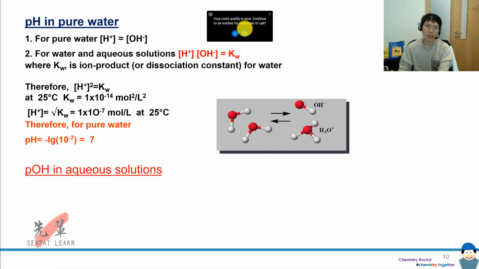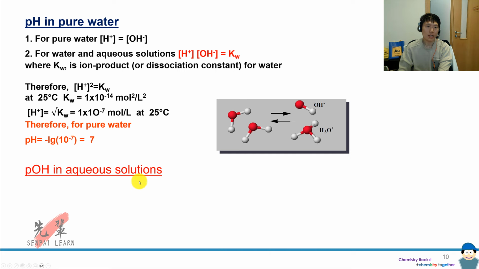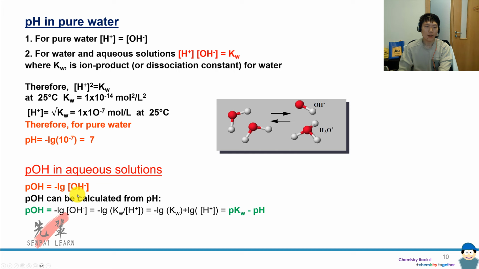Now the pOH. pOH in aqueous solutions is likewise, okay? You do a negative log of this, right? You see, pH is the negative log of the H plus concentration. So pOH is the negative log of the hydroxide concentration. Just simple math operations that we will go through in class later on. It's better when I write it down with my hand.